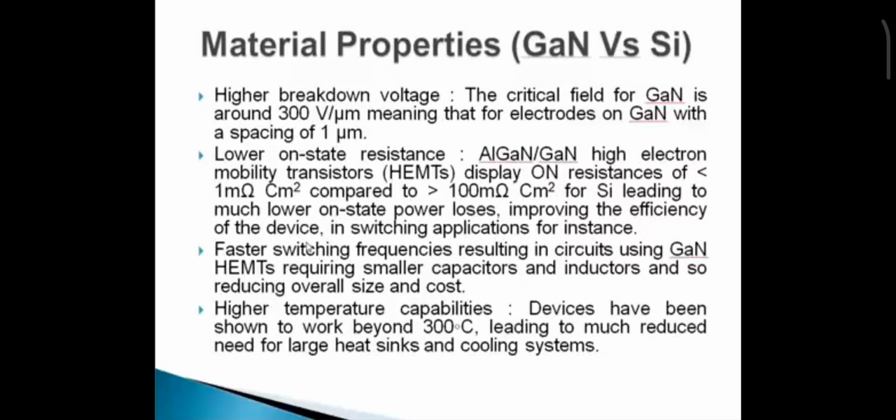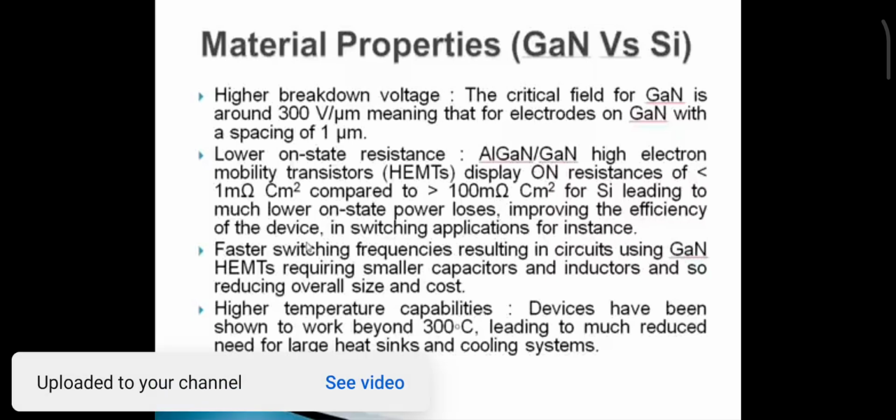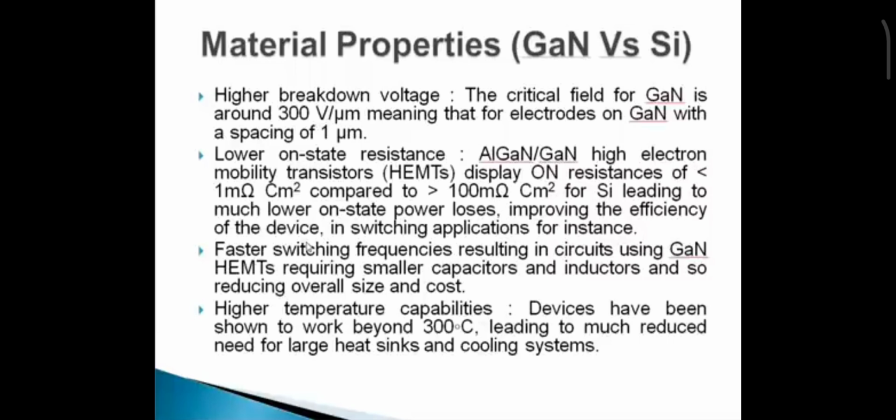Faster switching frequencies mean a circuit using a gallium nitride HEMT requires a smaller capacitor and inductor, which reduces the overall cost and size of the device. Higher temperature capabilities: gallium nitride devices have been shown to work beyond 300 degrees C, leading to a much reduced need for a large heat sink and cooling system, so the overall cost of the device is reduced.